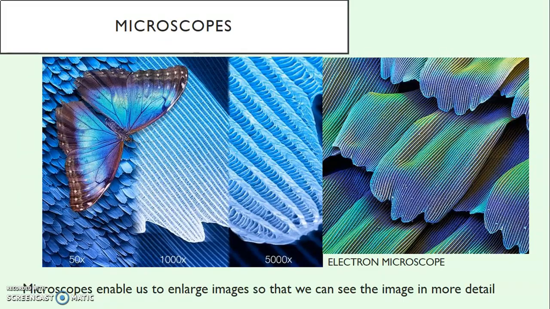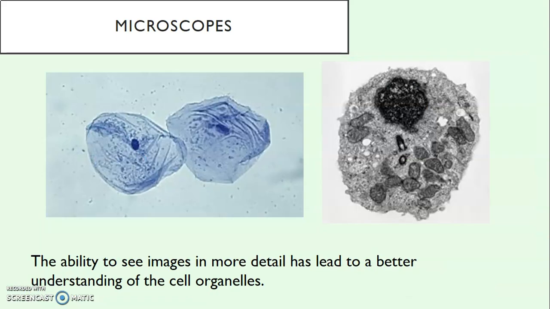So when we're talking about microscopes, what microscopes enable us to do is enlarge images so that we can see the image in a lot more detail. So we've got here the butterfly, and you can see that's what we would see with the human eye. If you increase the magnification by 50 times, this image is 50 times bigger than this one, it's magnified. We can get even more detail if we magnify it by 1,000 times, again by 5,000, and then this final one is what you would see under an electron microscope. So we can really see a lot more detail on things there.